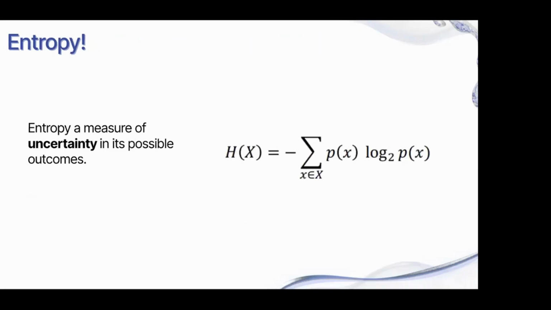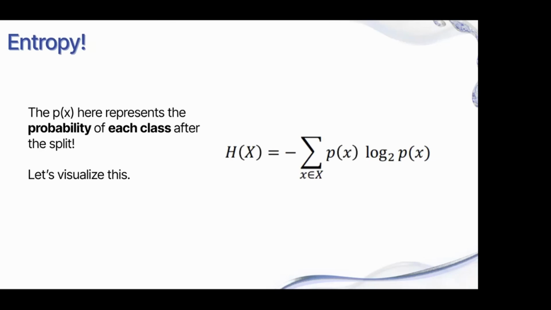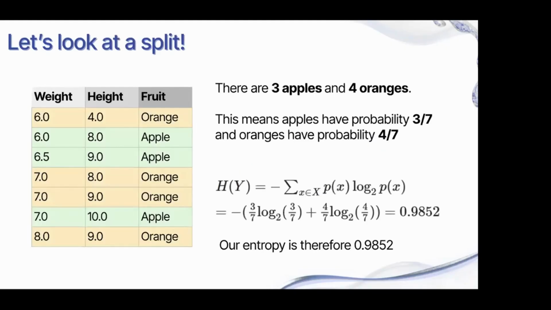So here's where we introduce entropy. Entropy is a measure of uncertainty in its possible outcomes. This is just a mathematical formula saying that the entropy is the probability of each class times the logarithm of the probability, and sum it up. Don't worry, I'm going to walk through an example because what's the point, right? So we're back to this fruit data set. We can all agree there is 3 apples and 4 oranges.